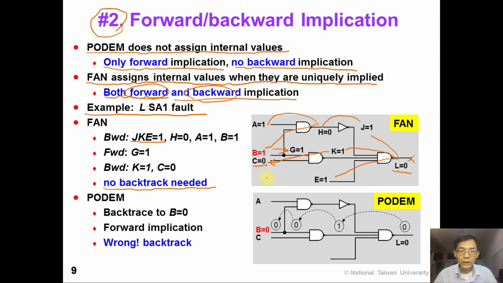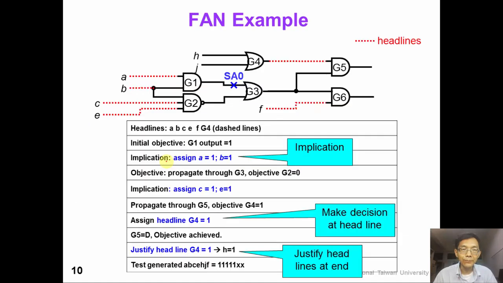However, the PODEM algorithm is not very smart. For the same circuit, if we want to control L to 0, then the PODEM algorithm will backtrace to 1 and 0 and 0. Finally, it would set input B to 0. But this is actually a wrong decision, so it would have to backtrack. So this example shows that the FAN algorithm is smarter than the PODEM algorithm.